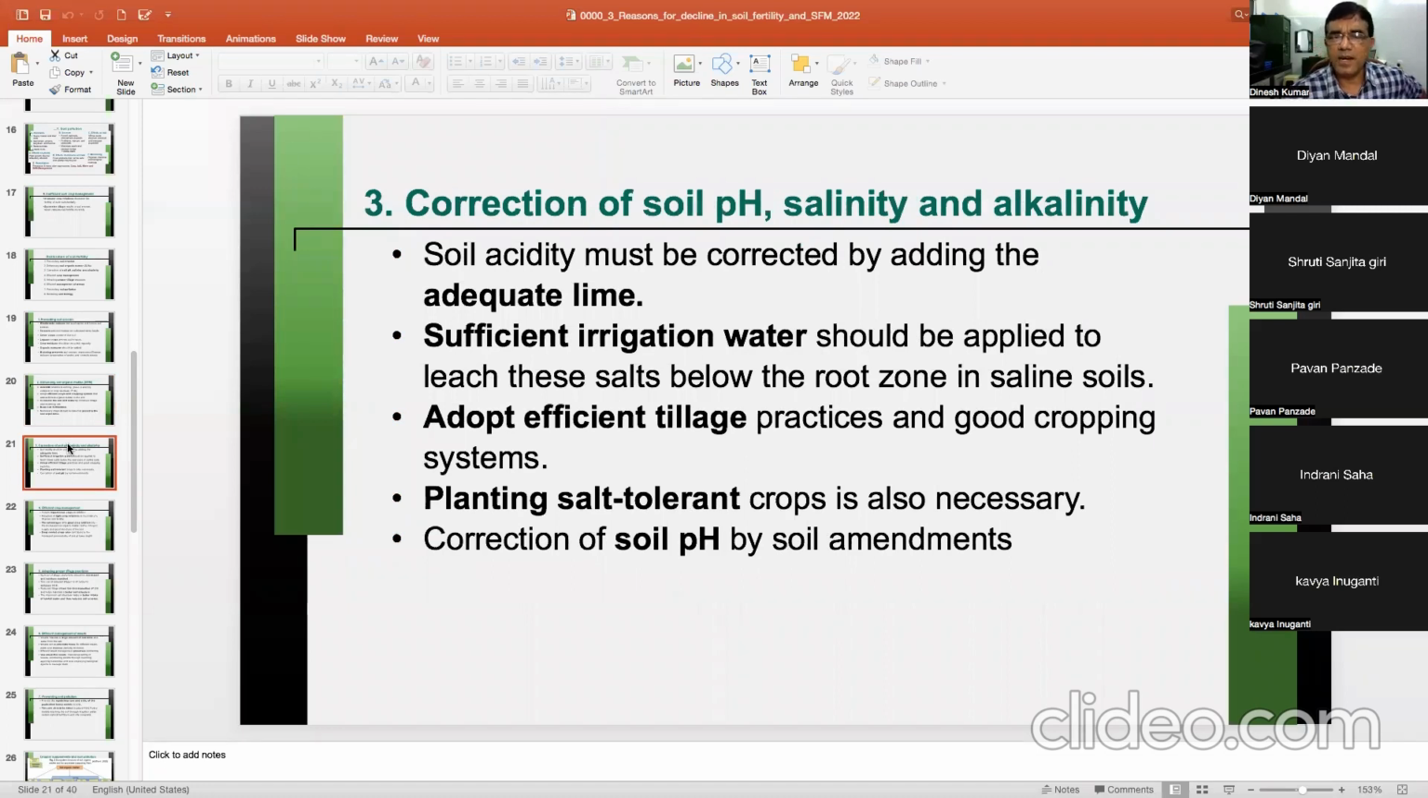Correction of soil pH, salinity, and alkalinity. There are different methods to overcome such chemical adversities. Soil acidity must be corrected by adding adequate lime. Sufficient irrigation water should be applied to leach these salts from the saline soil. In saline soils, you can ameliorate them by leaching. Leaching is the option. For alkali soils, addition of amendments like gypsum is the option. Adopt efficient tillage practices, plant salt-tolerant crops, and correct soil pH by soil amendments. So you need to add organic matter and correct the soil pH.